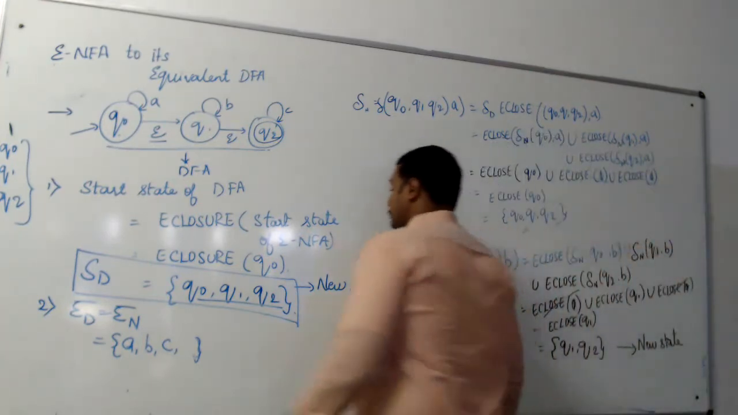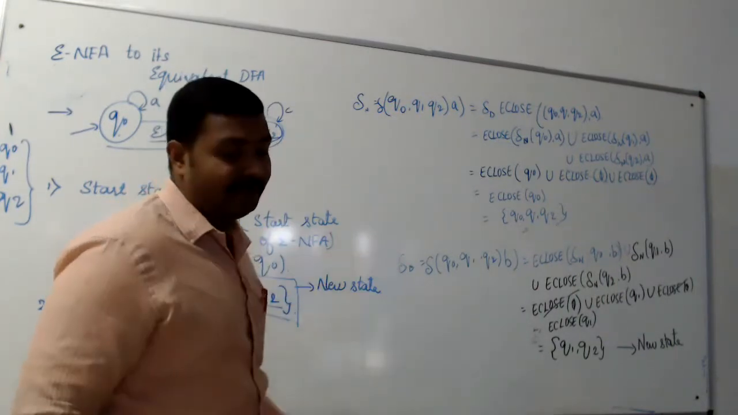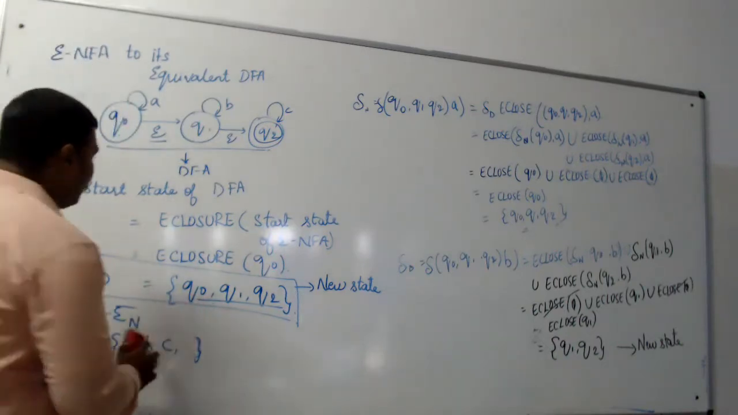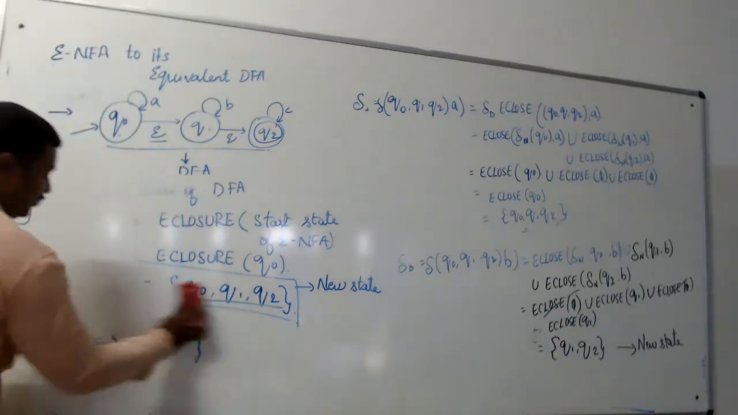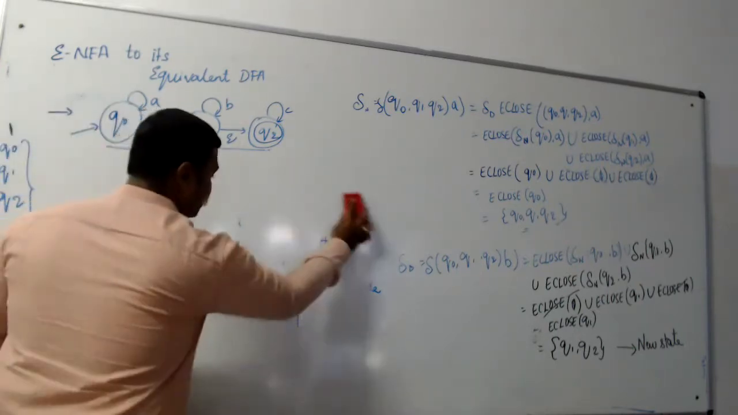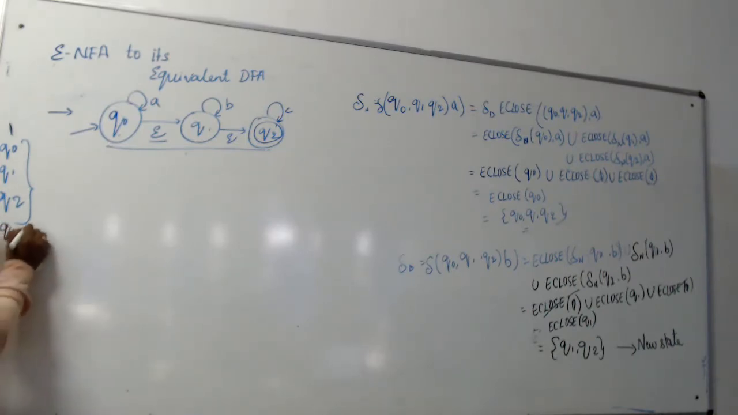A new state. So the first new state I have not yet completed with C, but again I am having one more new state. Hope you understood this. So the existing states: Q0, Q1, Q2 has come, and the new state that has come now is Q1, Q2. Right.